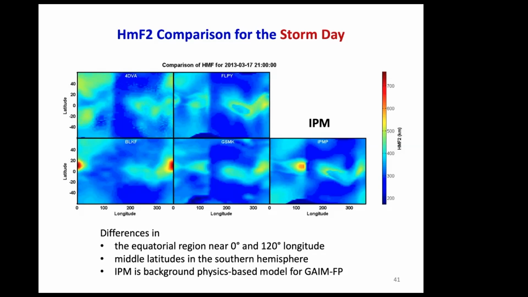Again, there are many similarities, but there are also a couple of important differences. The equatorial region at 0 degrees and at 120 degrees longitude has significant differences. And at middle latitudes in the southern hemisphere there are significant differences.